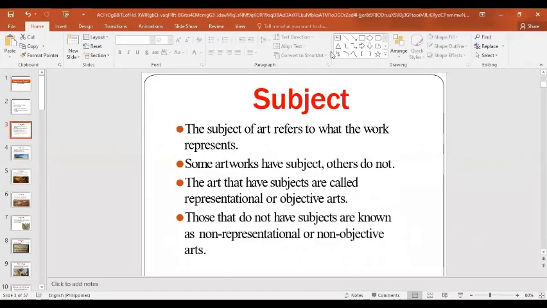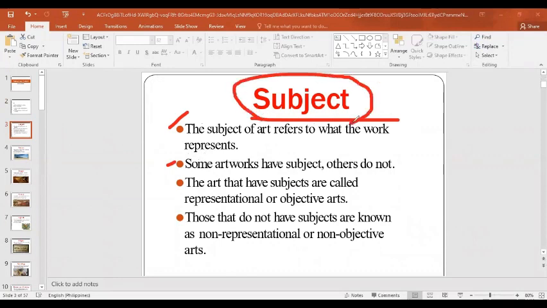First, let us define the meaning of subject, and also let us discuss. The subject of art refers to what the work represents. Some artworks have subject, others do not. So focus muna tayo in defining and discussing the subject. When we talk about subject, it corresponds to the question, what?